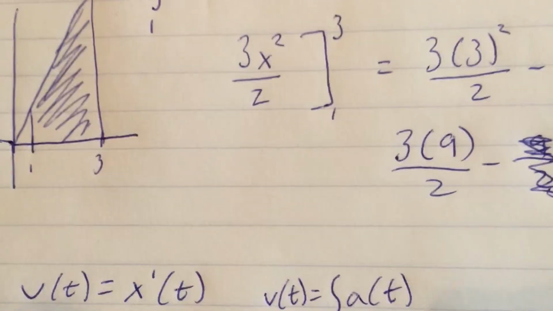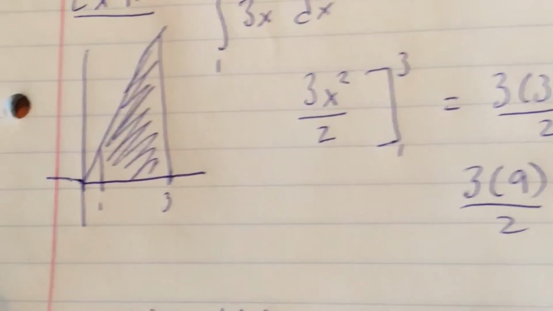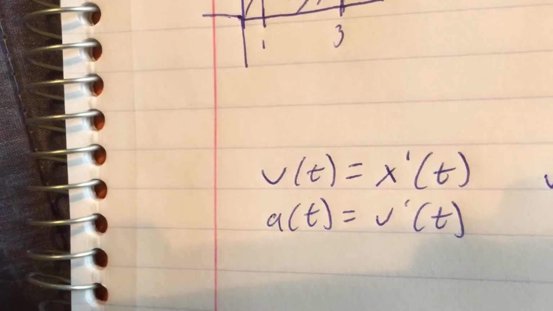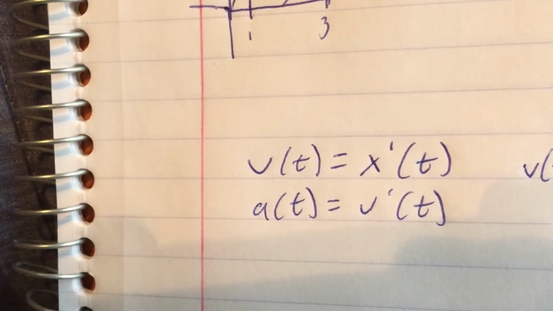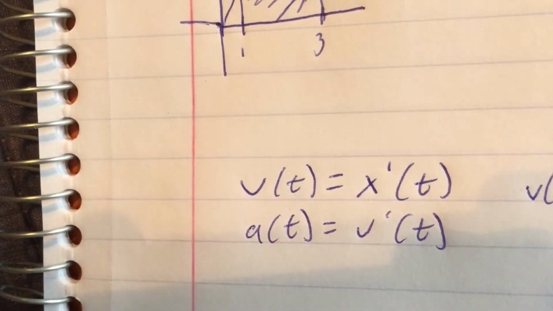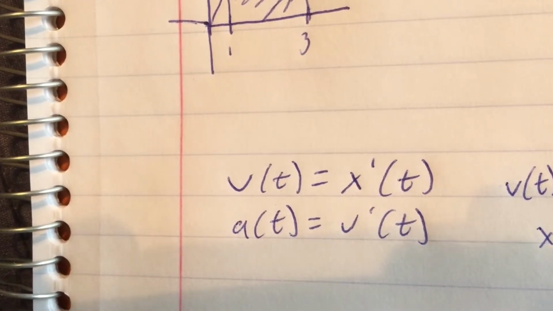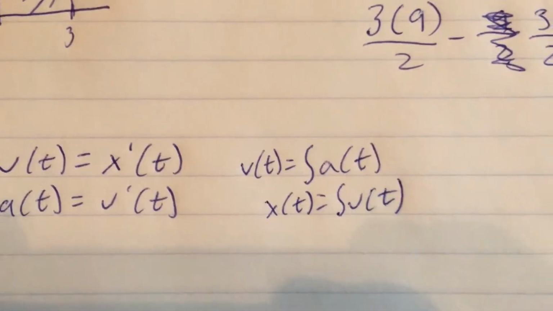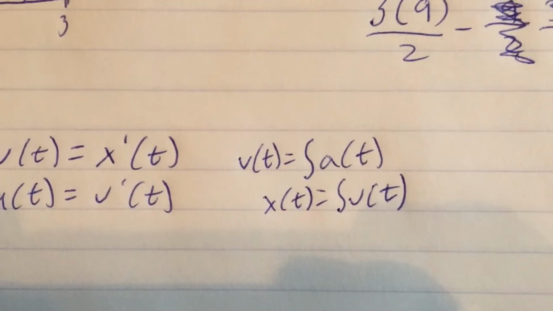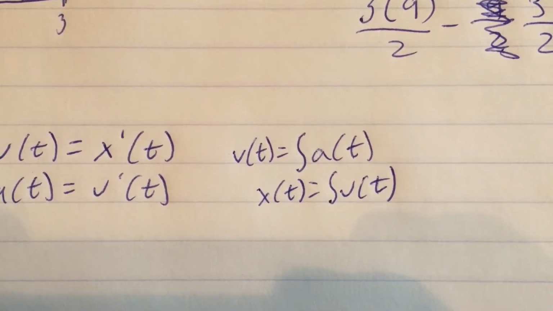In physics, we can use these, especially when dealing with velocity, position, and acceleration. You learned that when you take the derivative of a position function, that will give you the velocity function. And when you take the derivative of a velocity function, that will give you the acceleration function. They work backwards in that when you take the integral of an acceleration function, you will get the velocity function. And when you take the integral of a velocity function, you will receive the position function.